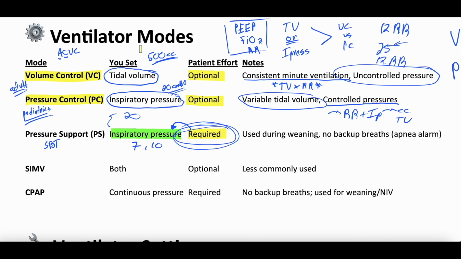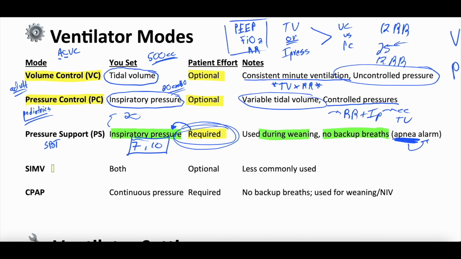So we use pressure support during weaning trials because there are no backup breaths. The patient is taking their own breaths, and the ventilator will not give them breaths unless they're apneic and not breathing, in which case the ventilator will alarm, and there's usually a backup apnea rate. The ventilator won't just let them not breathe and have something horrible happen. But that's an apnea backup alarm. Otherwise, in pressure support or spontaneous breathing trial, the patient has to take those breaths on their own, but they do get a little inspiratory pressure support. And again, we can set this bedside.